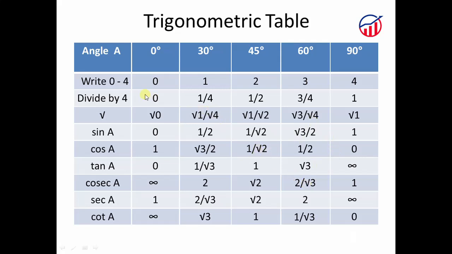Let's do a small recap of it again fast. Write numbers from 0 to 4 divided by 4. Then you have the square root of all of this. Then you write the values of sine. So solve this. Sine of 0 is 0, half, etc. For cos, you write it in the reverse order. Then tan is nothing but sine upon cos. So you divide this upon this. Then cosec is nothing but reciprocal of sine A. So you write the reciprocal values of this. And for sec, you again reverse the order and write it again. And cot is nothing but 1 upon tan. So you write the reciprocal values of this.